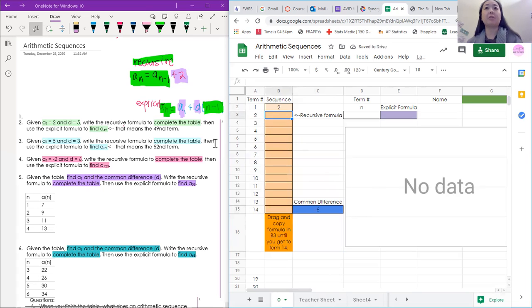And then if you look right here, number 2. This is where we're going to put in the recursive formula. We know that if I just go 2 plus 5, that will give me 7. That's the next number, right? That's what the common difference means. We're adding 5 to that.